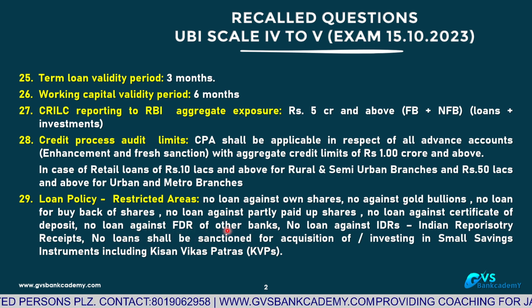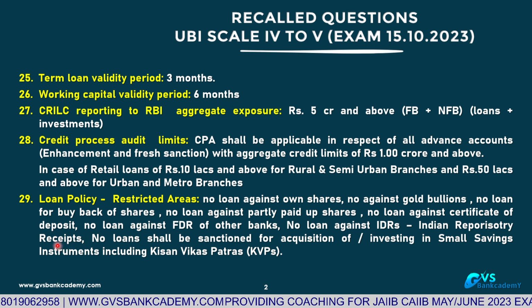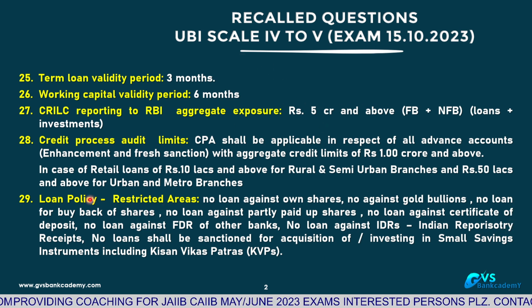No loan against FDR of other banks. No loan against IDR, Indian Depository Receipts. Here you have to know a little bit: foreign listed companies issue depository receipts in India, that is called Indian Depository Receipts. No loan against that. No loan shall be sanctioned for acquisition or investing in small savings instruments, including Kisan Vikas Patra. These are the restrictions, and this is common for all banks, not only Union Bank. Question 29 is also common for all banks.